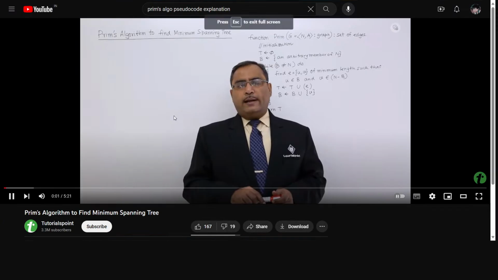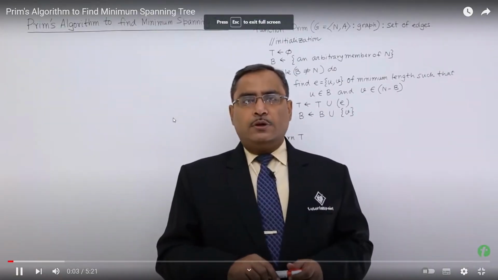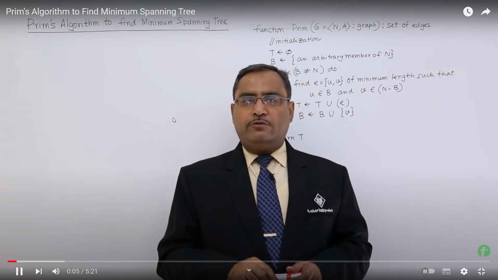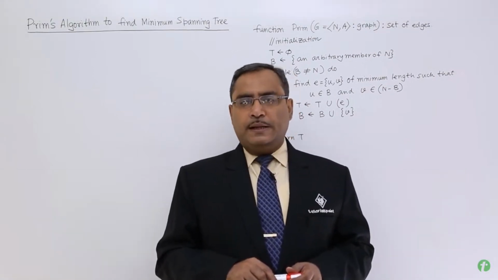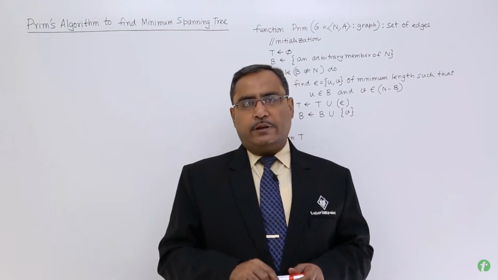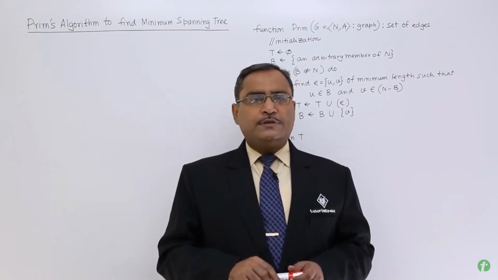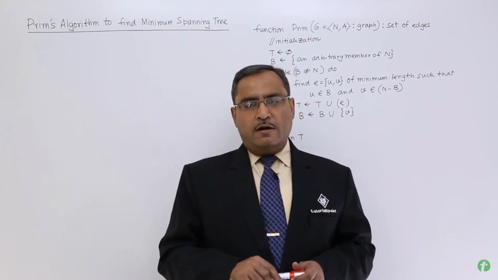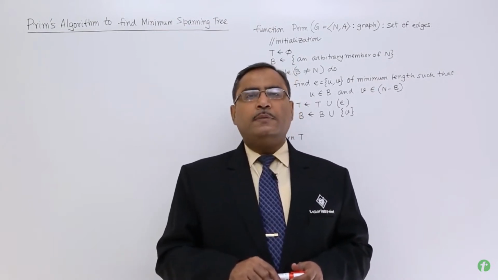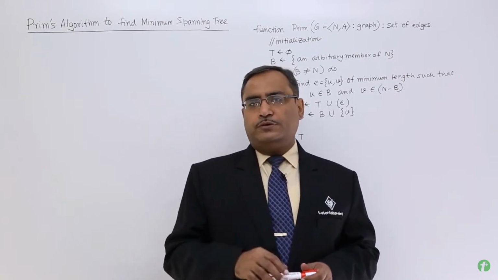In graph theory, we mainly have two algorithms to find the minimum spanning tree from a given graph. These two algorithms are Prim's algorithm and Kruskal's algorithm. Now, in case of Prim's algorithm, it requires one seed vertex from where this minimum spanning tree will be formed.